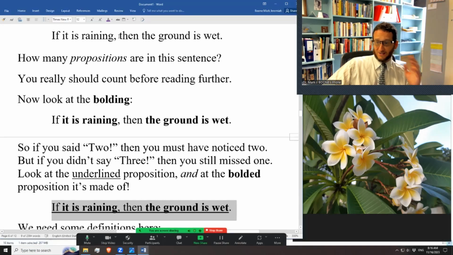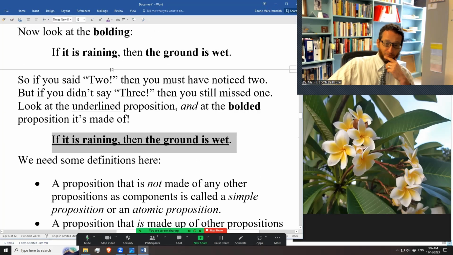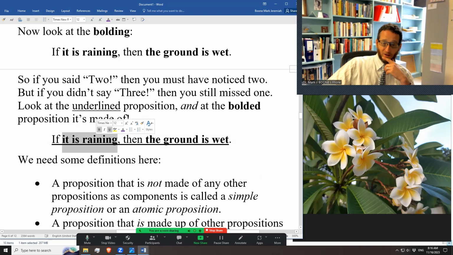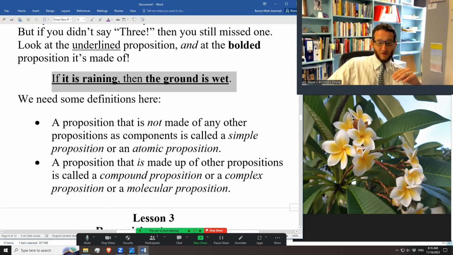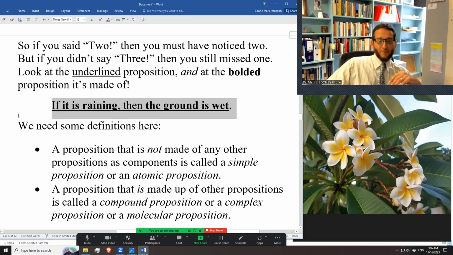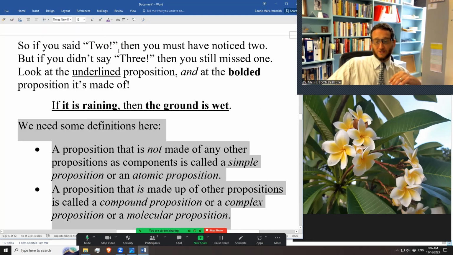So this sentence is expressing one proposition that is made of two other propositions. So there's three propositions there. There's it is raining, there's the ground is wet, and then there's the combined proposition, the compound proposition made of those two simple propositions. If it's raining, then the ground is wet. And now we need to formally state those propositions. A proposition not made of any other propositions is called a simple proposition or an atomic proposition. A proposition that is made of other propositions is called a compound proposition or a complex or molecular proposition.